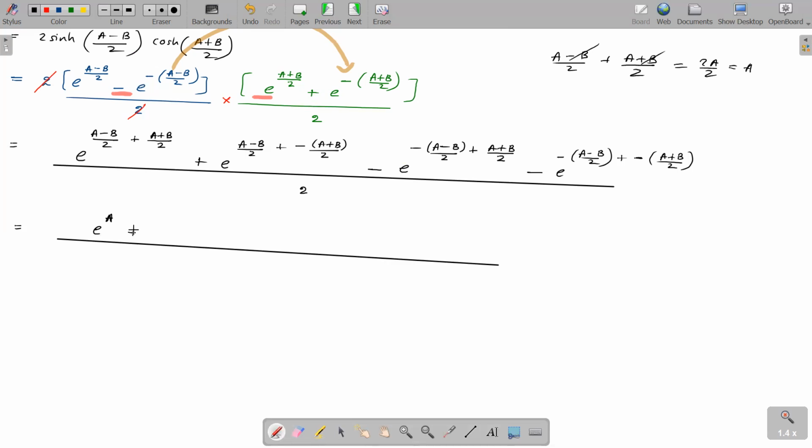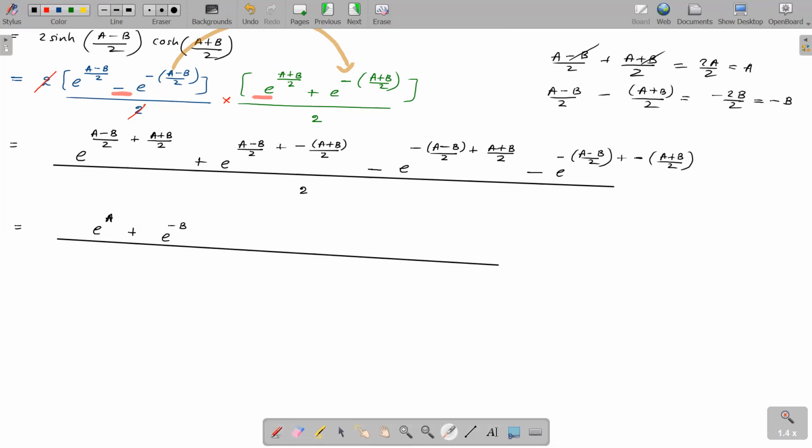And the other guy, so you need to add them out. (a minus b) over 2 plus into minus is minus (a plus b) over 2. When you add them out, guys, what do you get here? a minus a cancels out. Minus b is going to be minus 2b over 2, which is minus b. So you get here e to the power minus b. All right, guys? e to the power minus b. So you need to do this simplification.